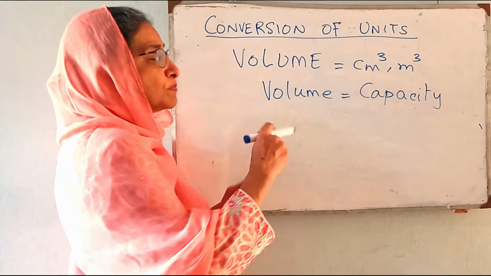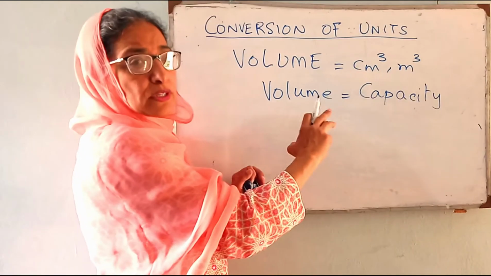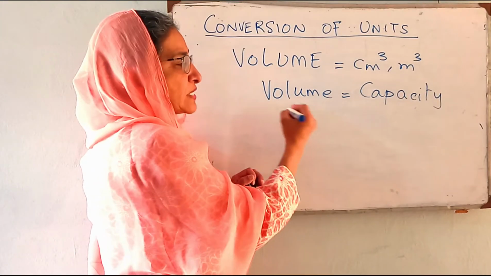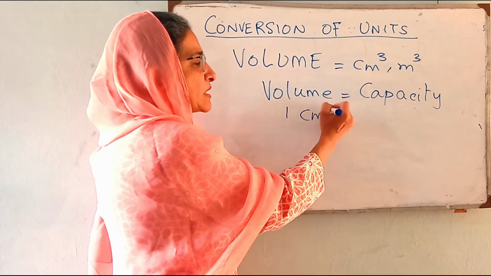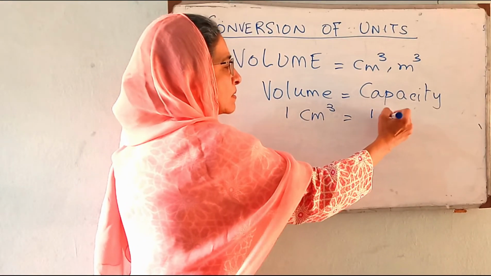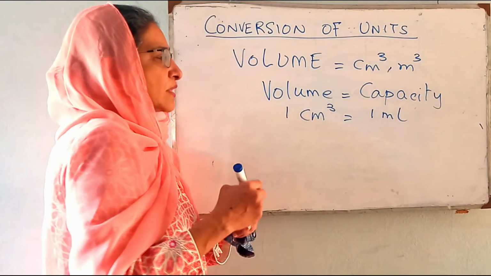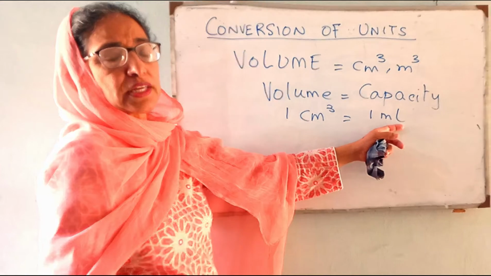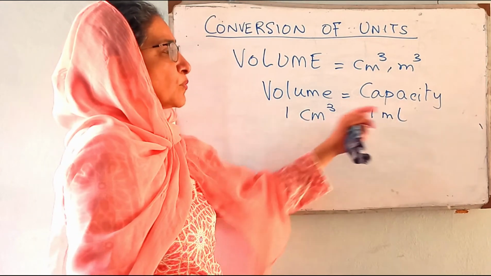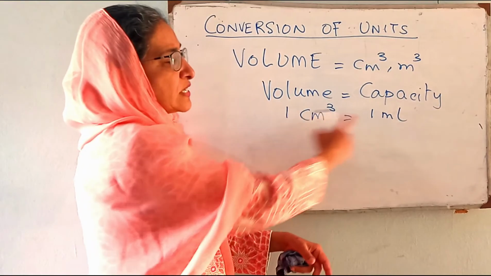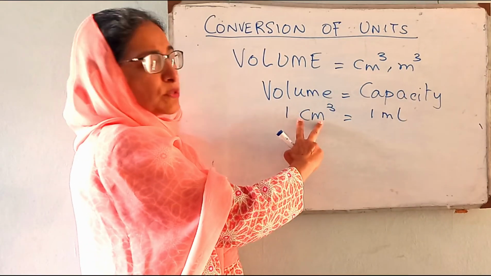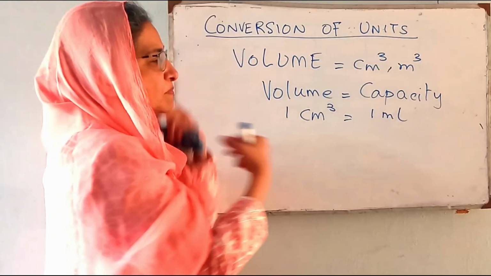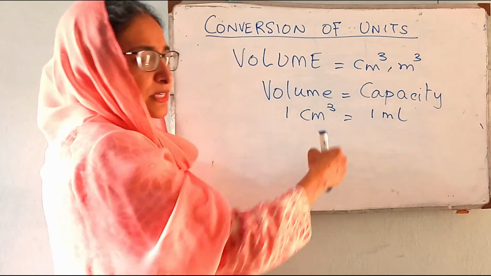Now the numbers for volume and capacity are the same, but the units are different. That means 1 centimeter cube is equal to 1 milliliter. Since capacity is related to liquids, the units for measuring liquids are milliliters and liters. As you can see, 1 is here, 1 is here, but the unit for volume is centimeter cube and the unit for capacity is milliliters. So 1 centimeter cube is equal to 1 milliliter.